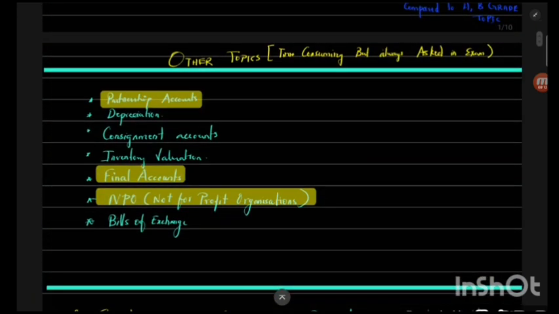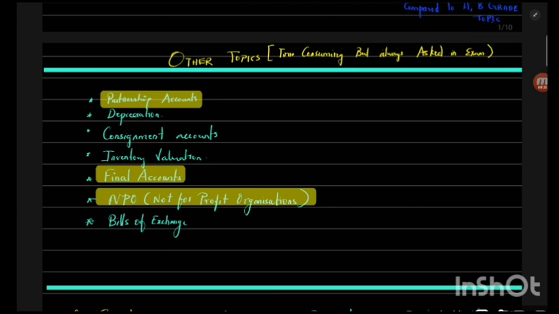These are the other topics. They are very lengthy, time consuming, but they are always asked in the exam. Out of these topics, the 3 highlighted topics, partnership accounts, final accounts and NPO, are the most lengthy topics in the syllabus. They are always asked in the exam for about 20 to 30 marks. In each attempt, from these 3 topics, at least 2 questions for 20 to 30 marks are asked.